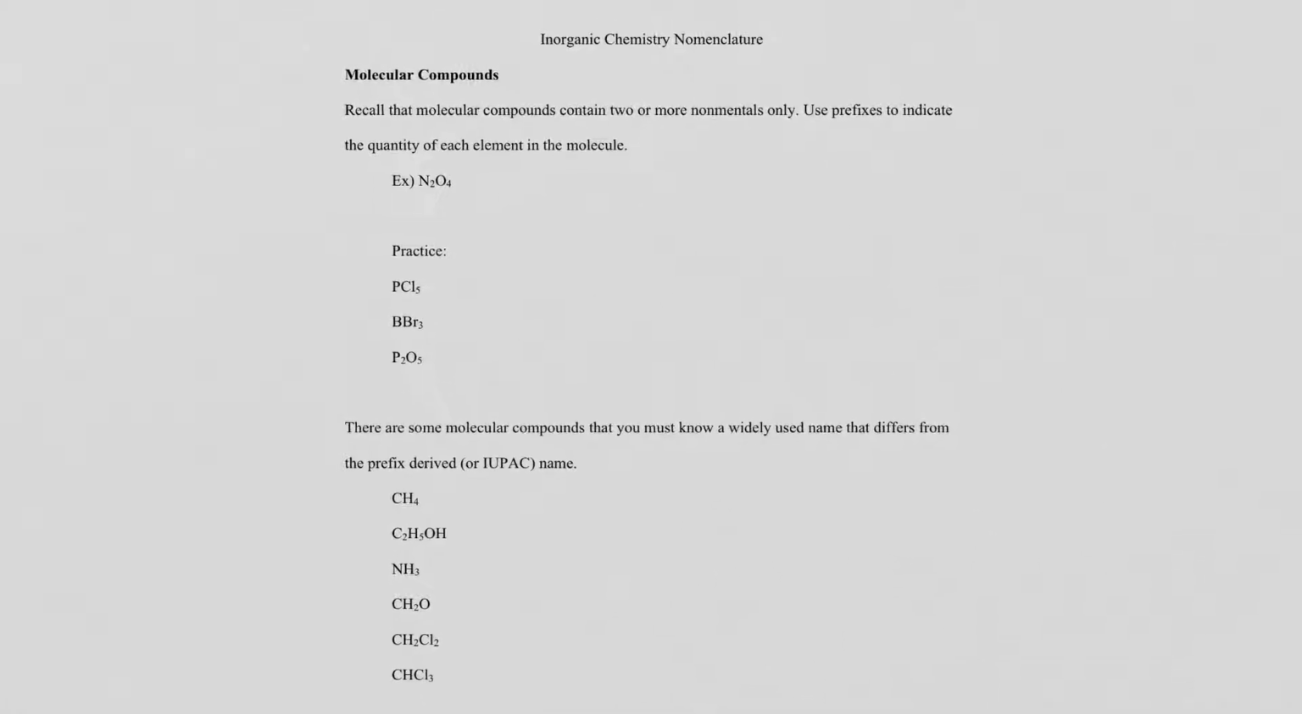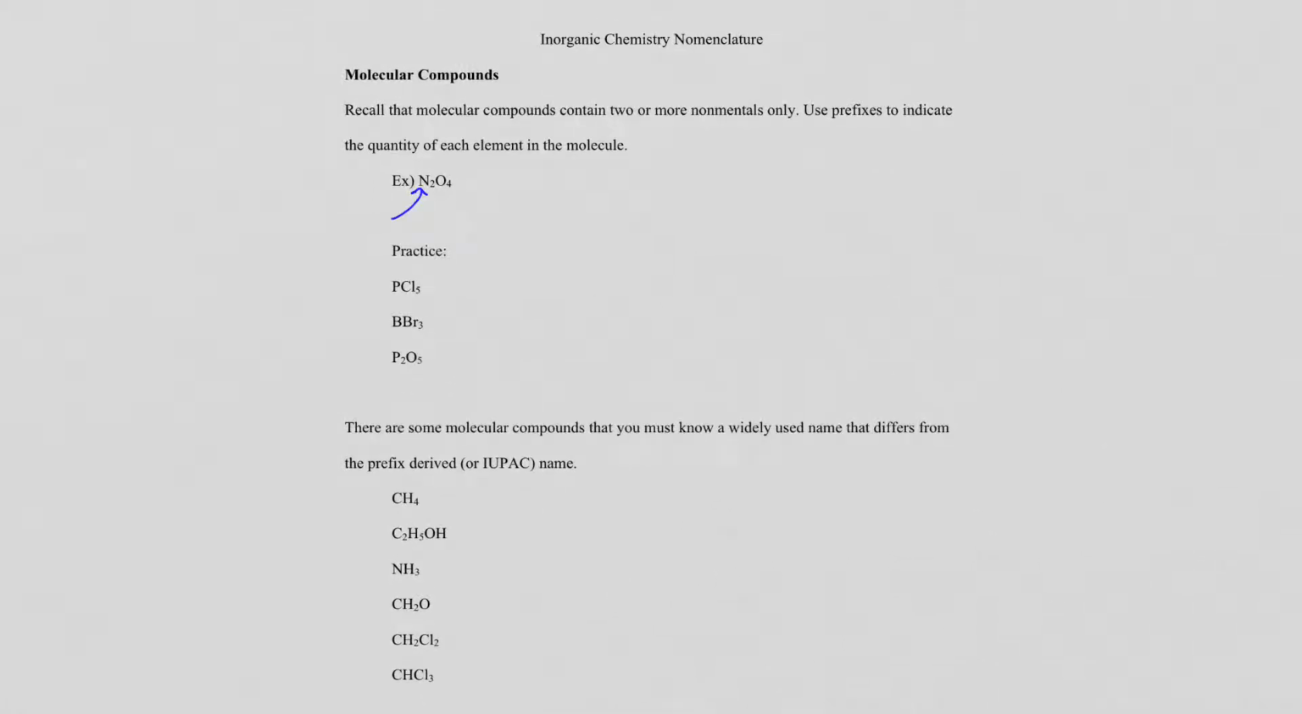So let's get started. We're going to do molecular compounds first, and we're recalling that molecular compounds are composed of nonmetals only. We use prefixes to indicate the quantity of each element in the molecule. So the example that I have selected here is N2O4. Of course, we'll zoom in a little bit.